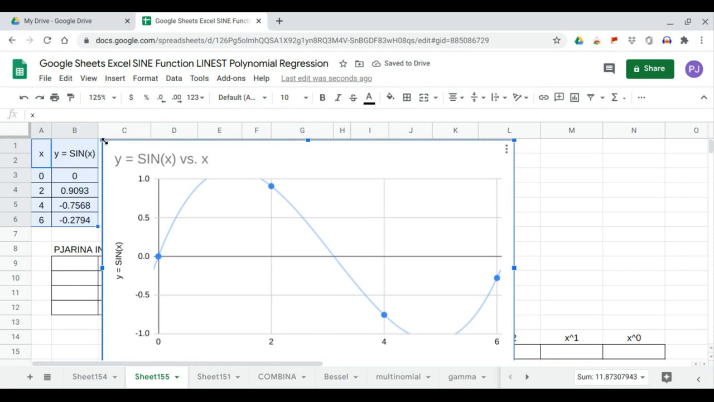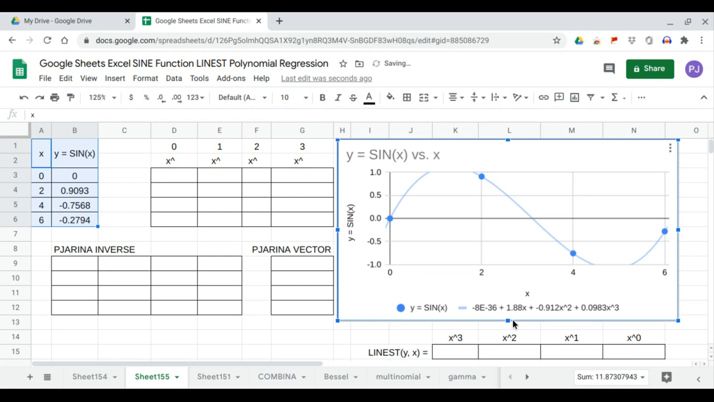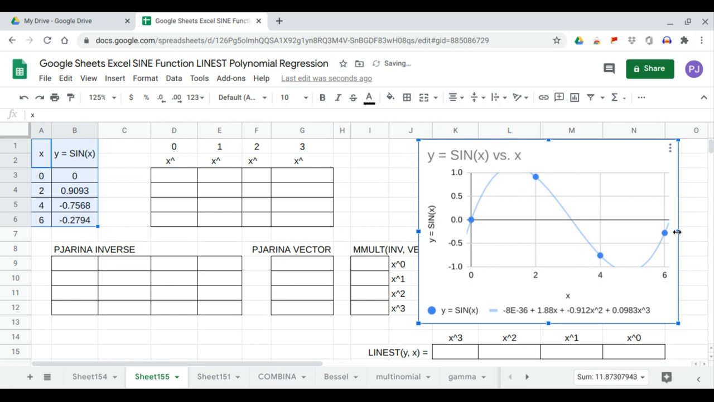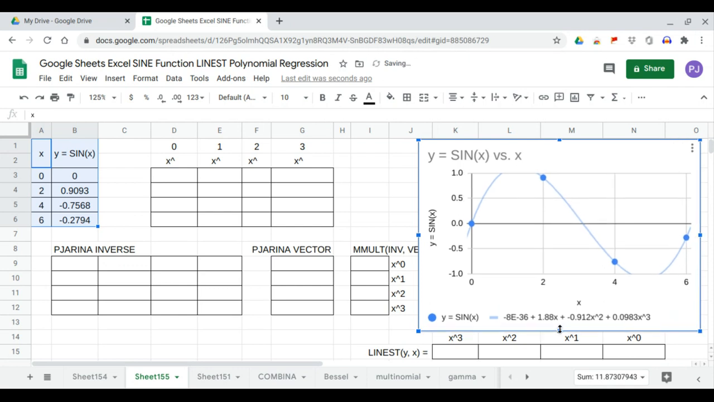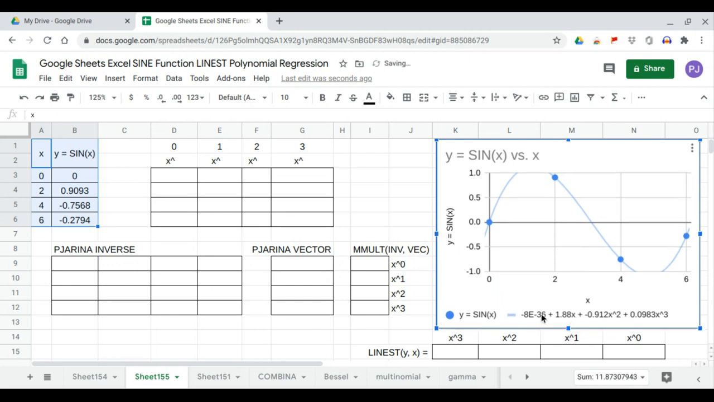So here we have the sine function regressed to the third degree polynomial. We will calculate these coefficients. That is 0 plus 1.88x minus 0.912x squared plus 0.0983x cubed, which are the polynomial regression coefficients.